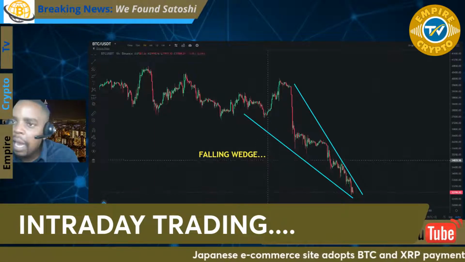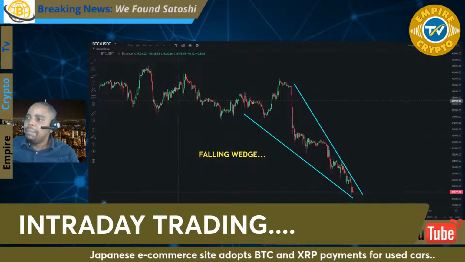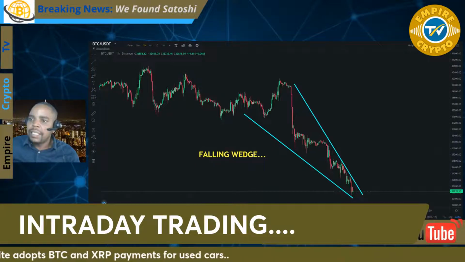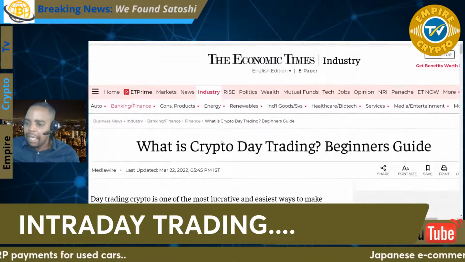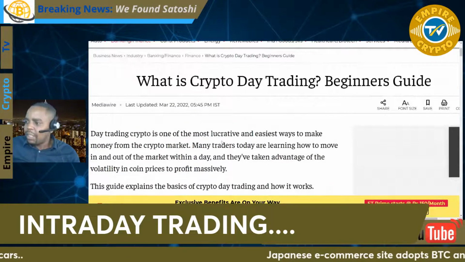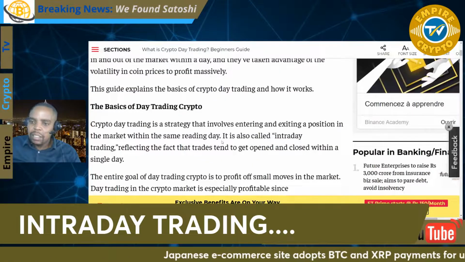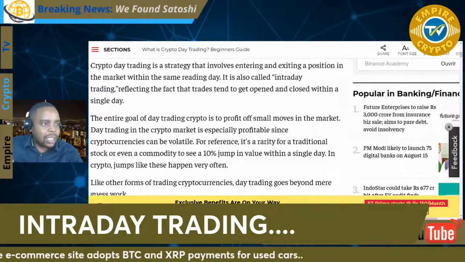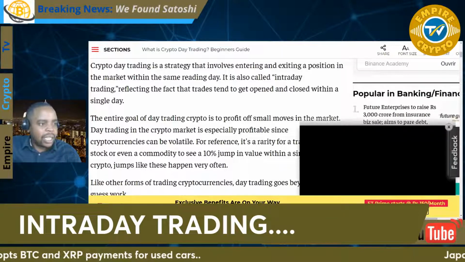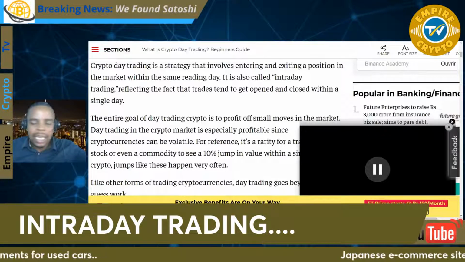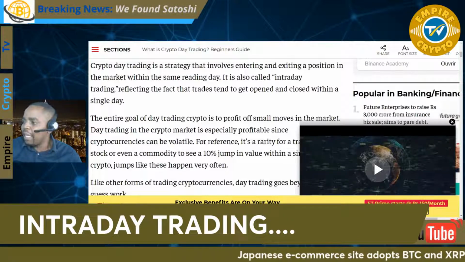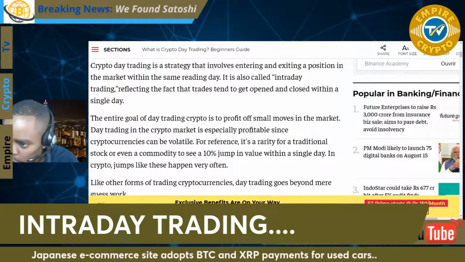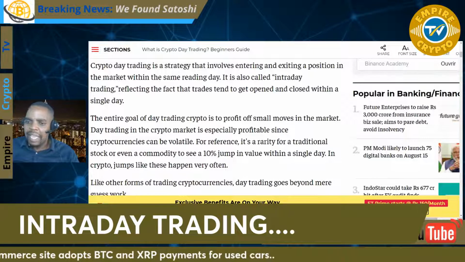Okay. Other than that, let us look further into the opportunities that it may represent as a repetitive pattern. An Economic Times article talks about the basics of intraday trading, which I've already discussed with you. What is the purpose of this whole intraday trading? There are those who trade on the weekly charts, those who are trading on the monthly charts. But what is the purpose of the intraday trader? The entire goal for day trading crypto is to profit off small moves in the market.